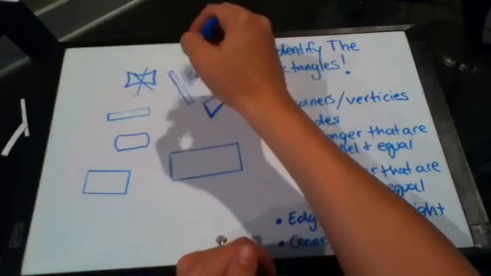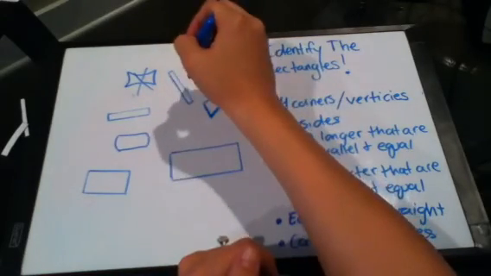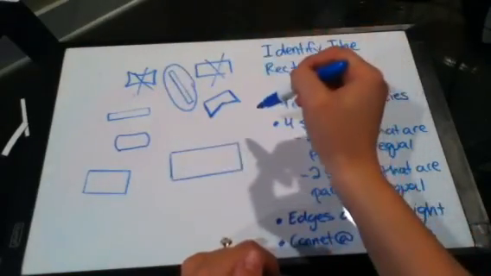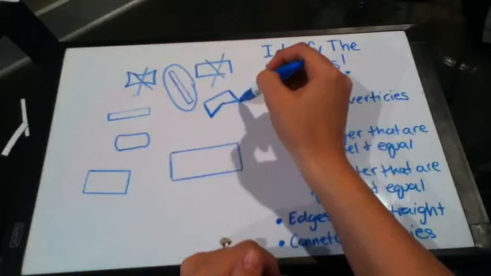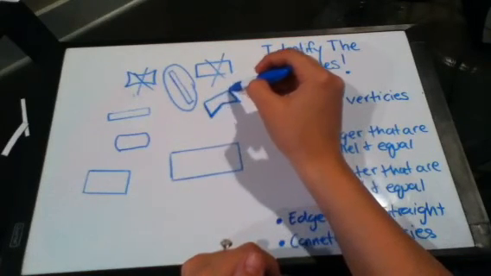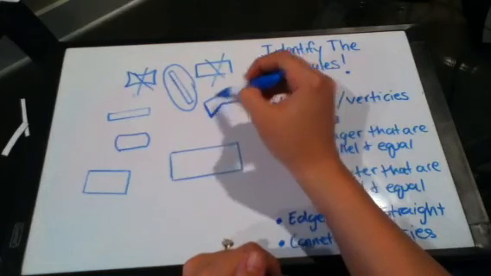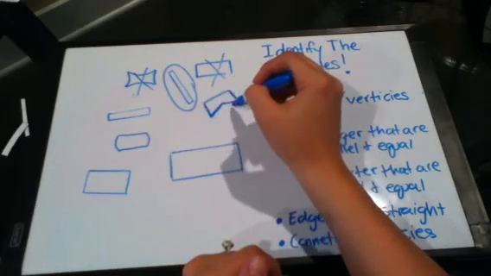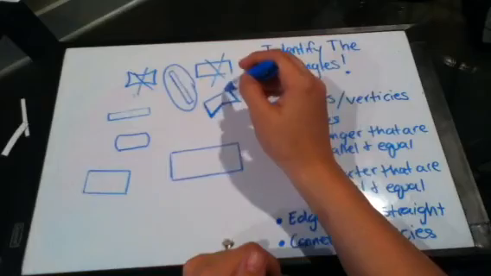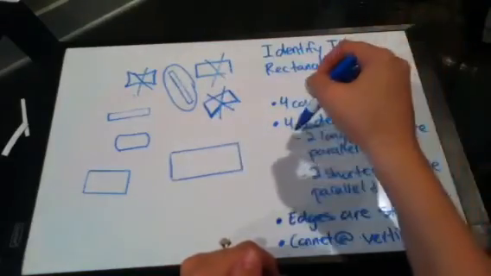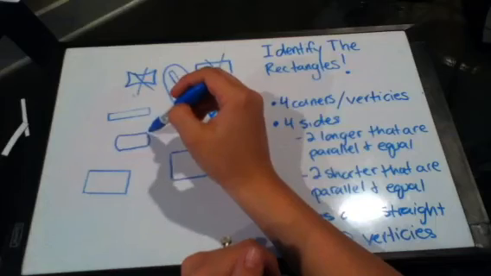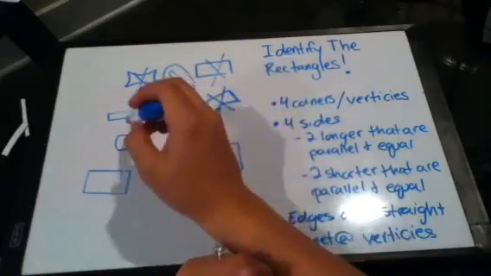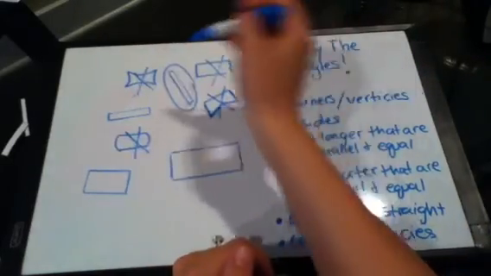This one has 4 sides, 2 longer, 2 shorter. 2 longer are parallel and they look equal, and the 2 shorter are parallel and they look equal. So that looks like one. This one looks like a rectangle. Like these two, the 2 shorter sides are parallel and equal, but the 2 longer sides are different. And there's actually 1, 2, 3, 4, 5 sides here. So that's definitely not a rectangle because a rectangle has 4 sides. This has 4 sides, but the 2 shorter sides are curved. They're not straight. So that's not a rectangle.